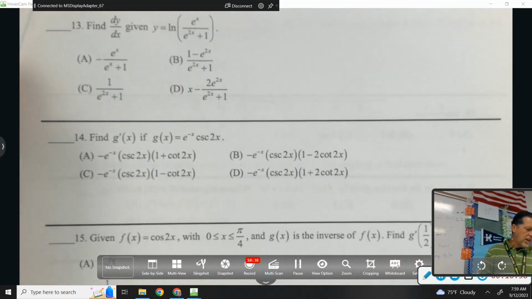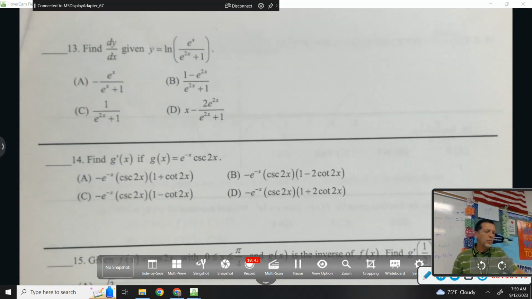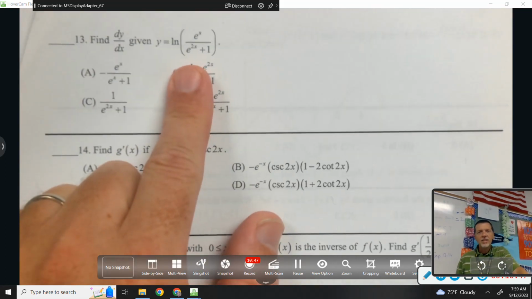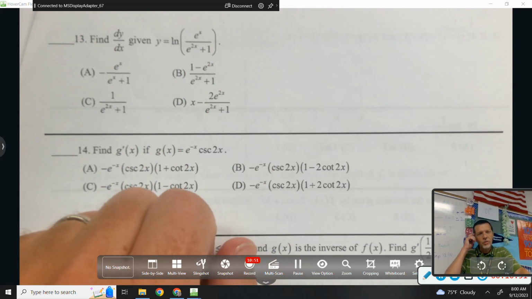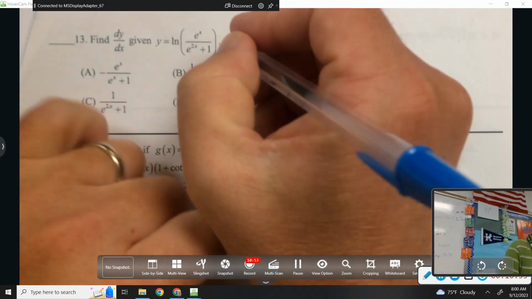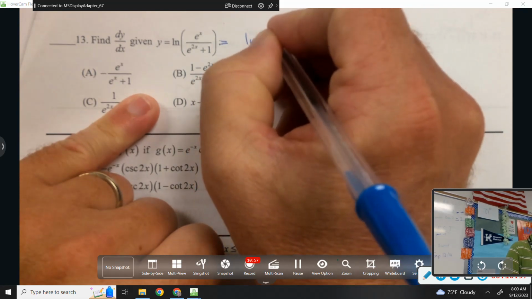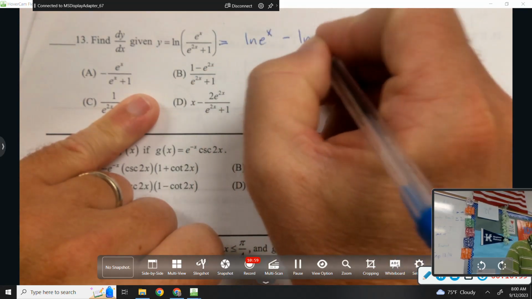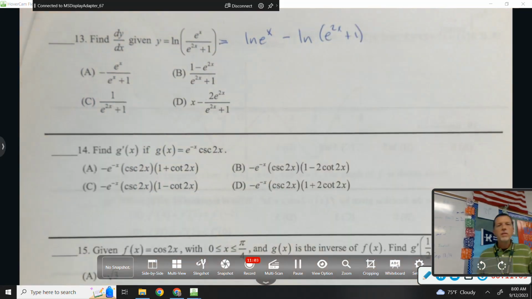Number 13, find dy dx. Oh, another algebra problem, right? I don't want to take the derivative of that thing as it is. I could. It'd be 1 over all of that, and then times the quotient rule. No, thank you. Let's do some algebra first. So natural log e to the x minus natural log e to the 2x plus 1. And, well, hey, one more algebra step.